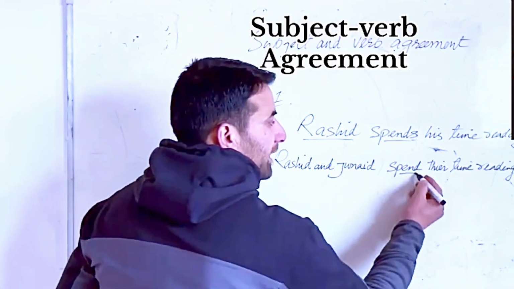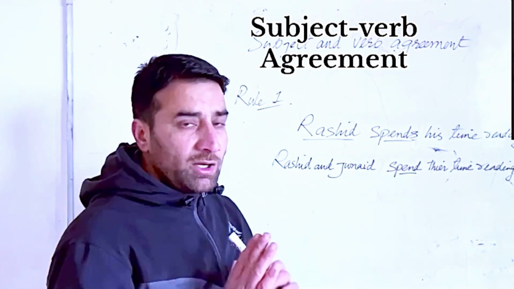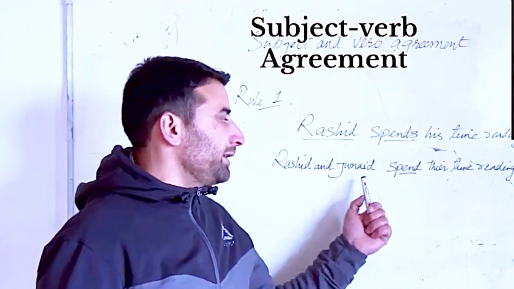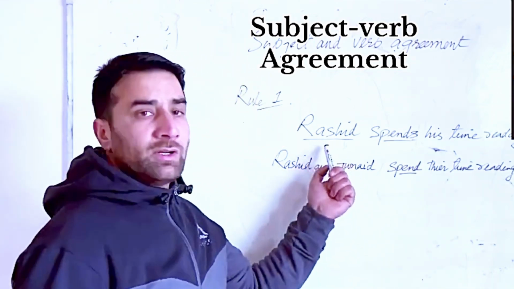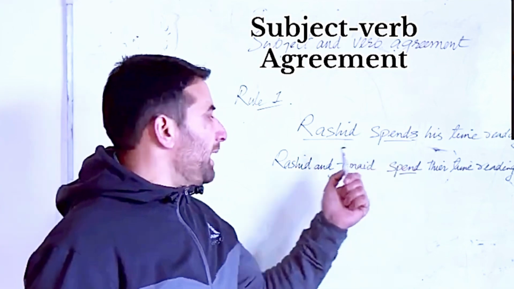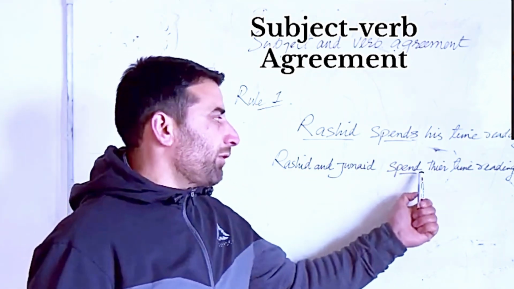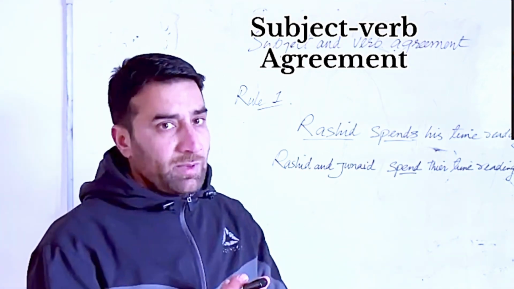But check here, it is spend, not spends. Why? Because the base form of the verb does not take s or es when we talk about the plurals. So Rashid and Junaid spend their time reading a book. So here it is singular subject and singular verb, and plural subject and plural verb. That means there is no addition of s or es. Now there is one important thing you have to keep in mind.